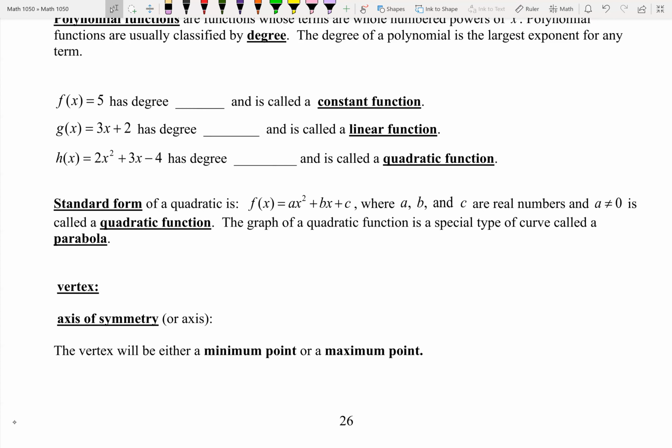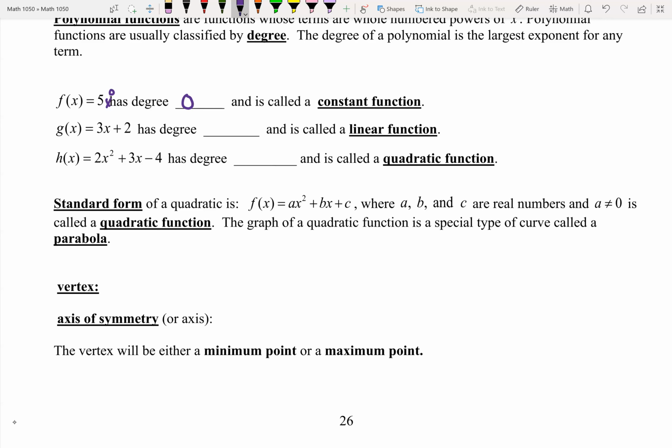Okay, so if you look at this one right here, f of x equals 5, and they ask you the degree. To find the degree, you take the x, and you look at the biggest exponent that the x has. Well, there is no x, so that would be like an x to the 0. Because x to the 0 is a 1, 1 times 5 is a 5. So the degree of that thing right there, guys, is a 0.